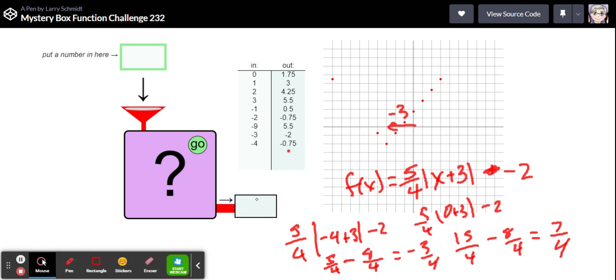I'm going to take a look, and there it is, 5/4 times the absolute value of x plus 3, and then -2, and we can graph that as well. That slightly steeper absolute value V that's been moved over and down a little bit.